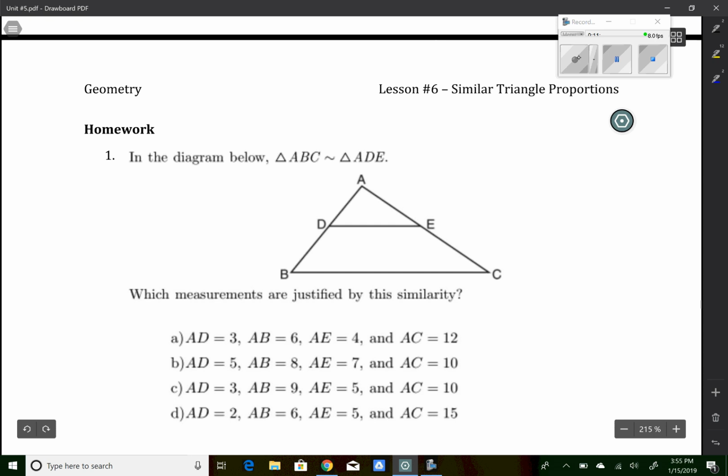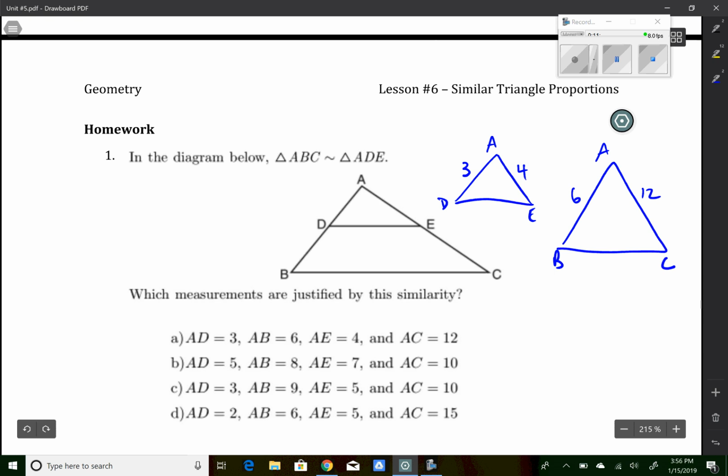So if I redraw my triangles here, so if I have triangle A, D, E, and the bigger triangle A, B, C. So it says AD is 3, AB is 6, so I would have doubled to get from one to the other. AE is 4, and AC is 12. Notice that would not be the same proportion. 3 times 2 makes 6, but 4 times 3 makes 12. So A doesn't work.